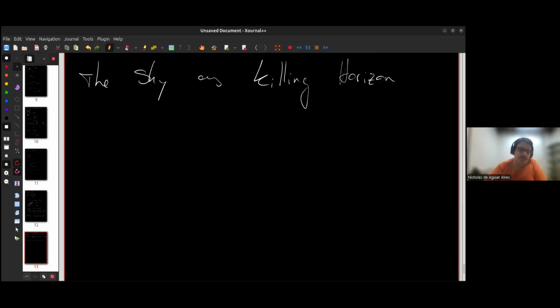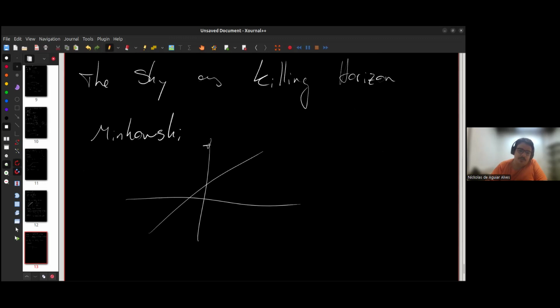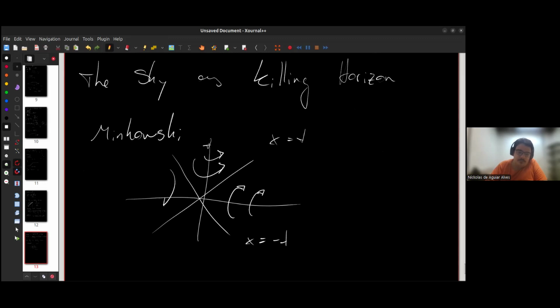So for instance, if I consider Minkowski, I can have, for example, these surfaces here, which are x equals t and x equals minus t. The surfaces are preserved by boosts. So a boost in here would act in this way, over here, and over here. And these specific surfaces are preserved by this structure. So they actually are sort of like symmetry invariant, and we call them a Killing horizon.